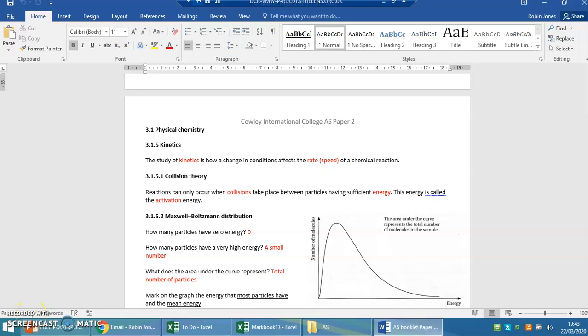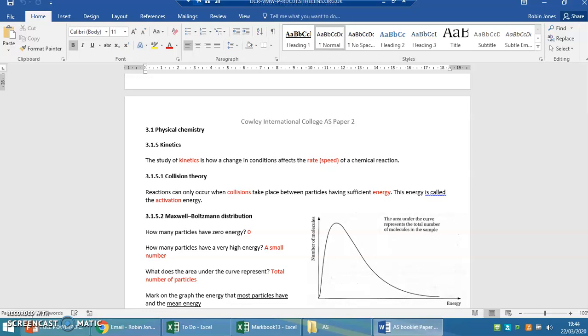AS Paper 2, Lesson 1, Kinetics. The study of kinetics is how a change in conditions affects the rate or speed of a chemical reaction. So remember, the speed of a reaction, the faster it goes, the quicker or less time it takes. So the speed of a reaction is inversely proportional, opposite to the time taken.